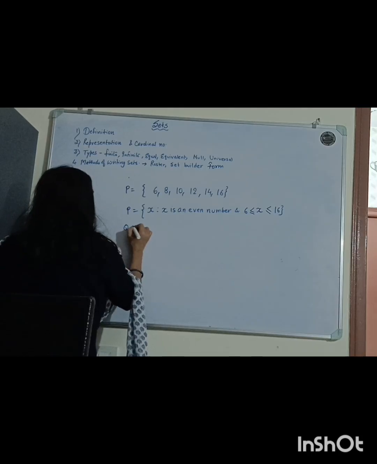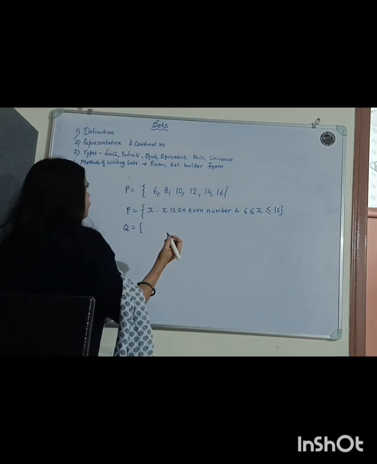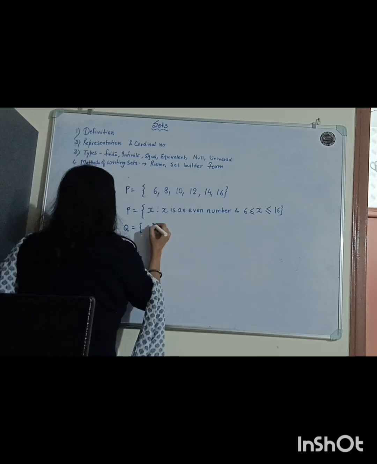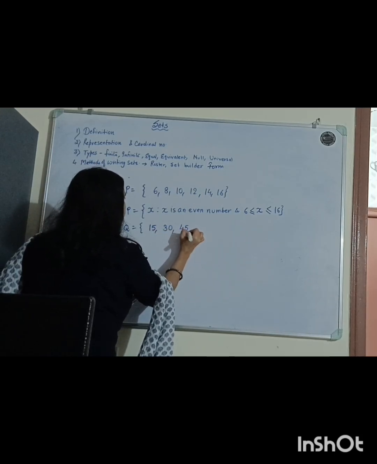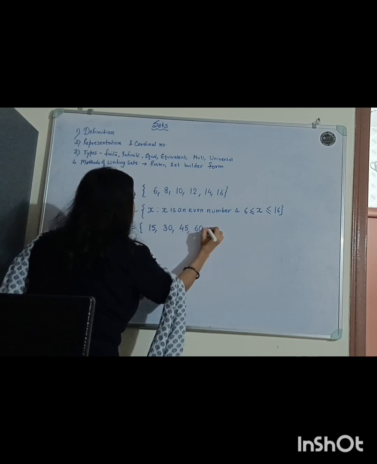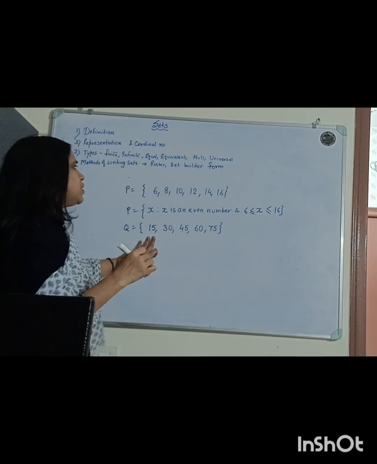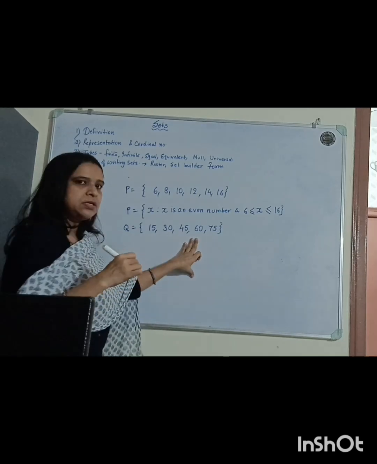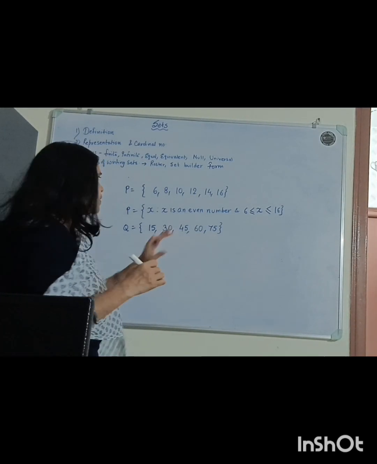Again, I am showing you one more question. Suppose I am showing you one set. Here I am writing 15, 30, 45, 60, 75. You can see here, what is the characteristic? All are multiples of 15.